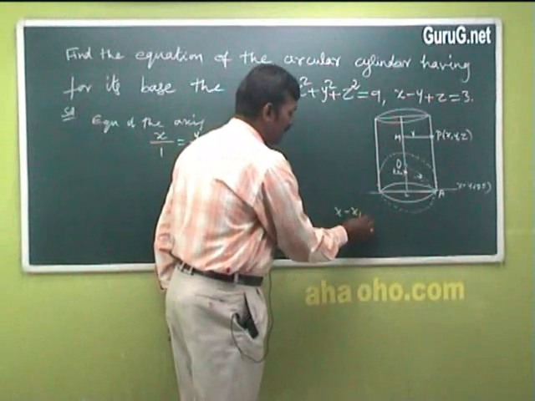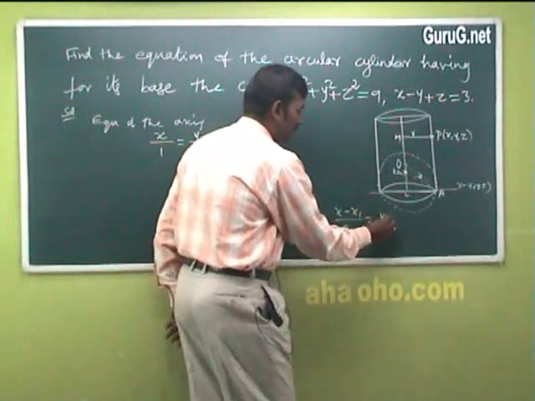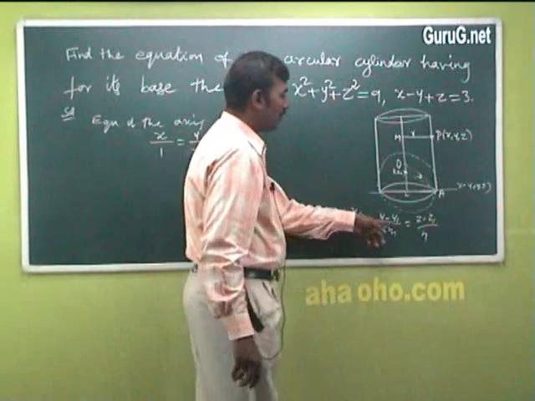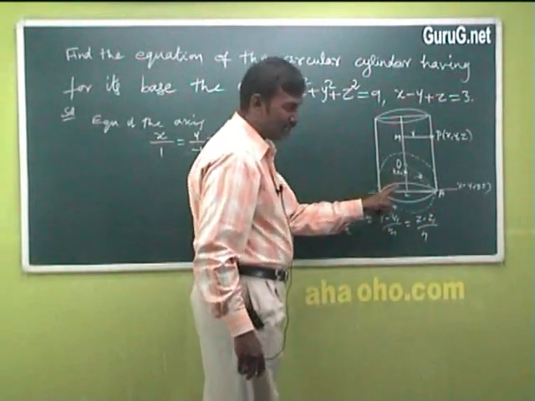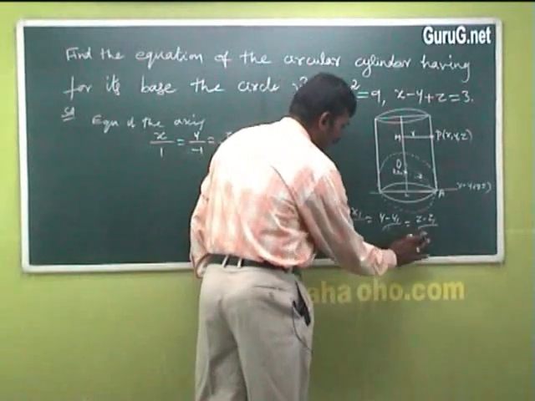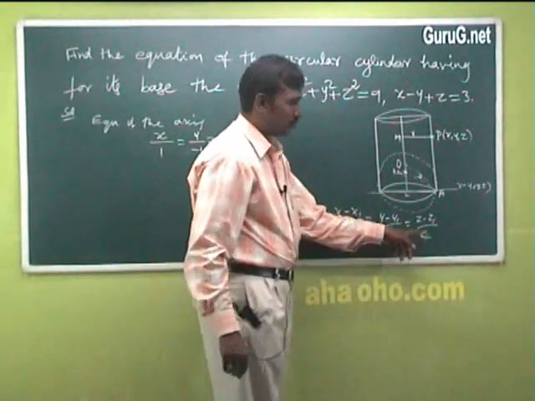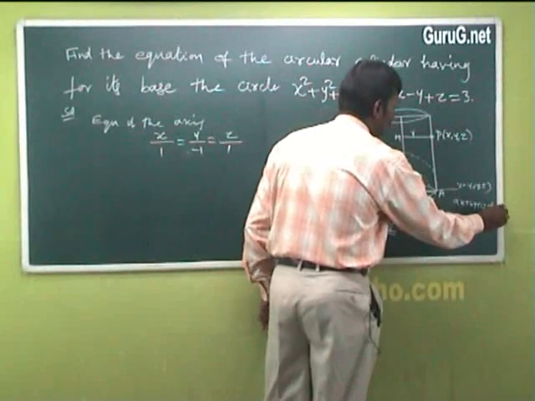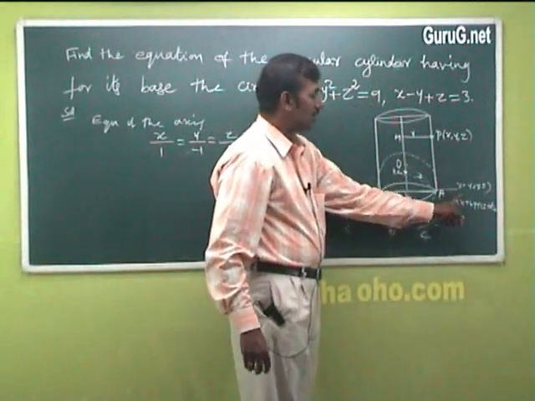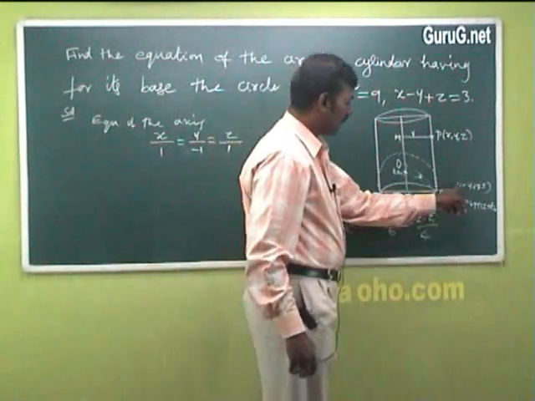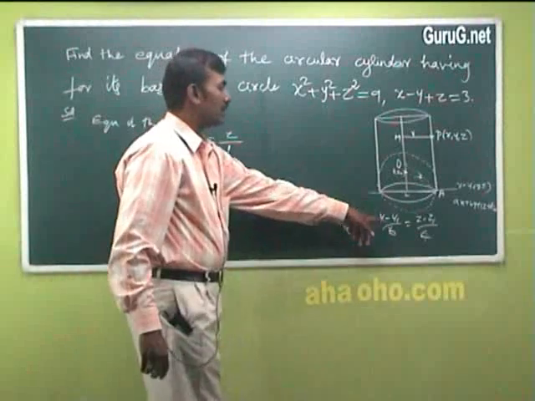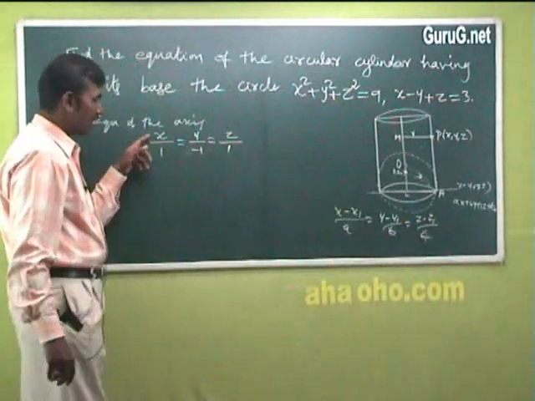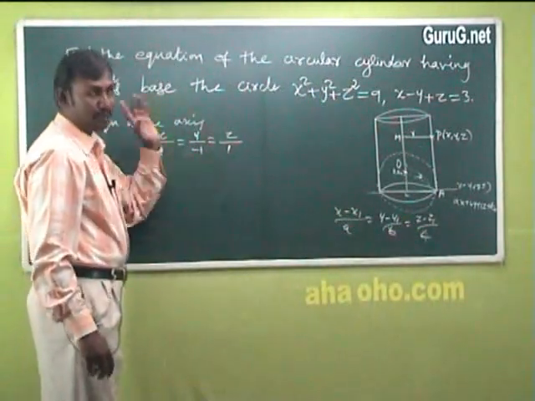The formula is (x minus x1) by l equal to (y minus y1) by m equal to (z minus z1) by n. Here x1, y1, z1 are the origin, since the line passes through the origin, right? And a, b, c are the direction ratios. From the equation ax plus by plus cz plus d equal to 0, these a, b, c are nothing but the DRs of the normal. The normal is the axis, right? Therefore the DRs are 1, minus 1, 1. So x1, y1, z1 are 0, 0, 0 and a, b, c are 1, minus 1, 1. Therefore the equation of the axis is x by 1, y by minus 1, z by 1, right?